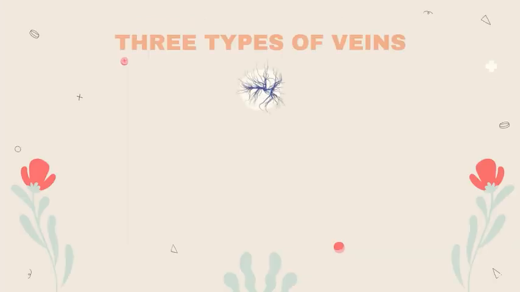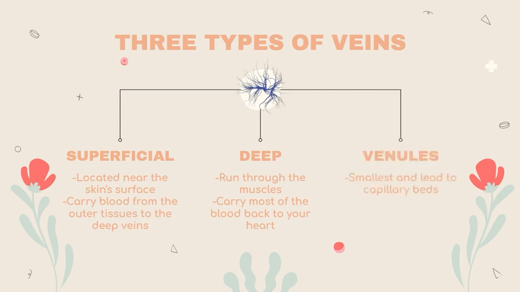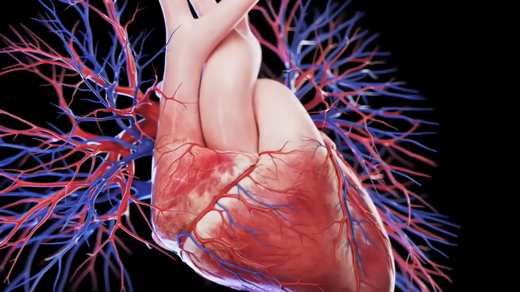Just like arteries, there are 3 different types of veins. First, superficial veins that are located just under the skin's surface, and they carry blood from outer tissue to deep veins. Second, deep veins run through muscles and carry most of the blood back to the heart. Third, you have venules. They are the smallest and lead to capillary beds, just like arterioles.